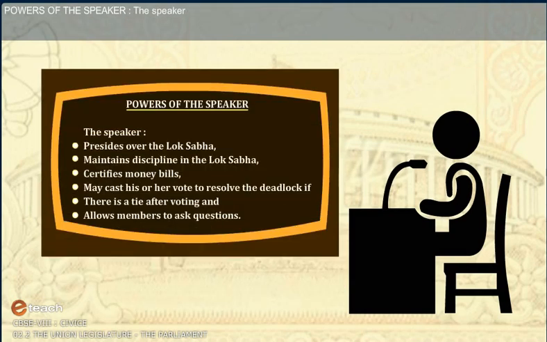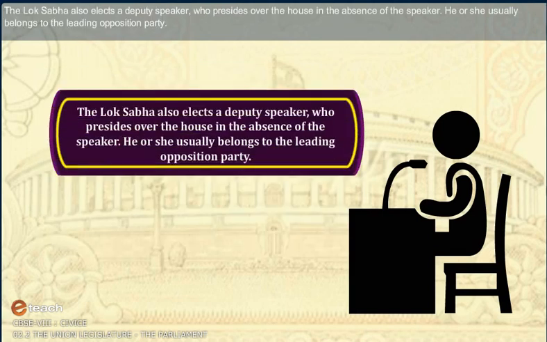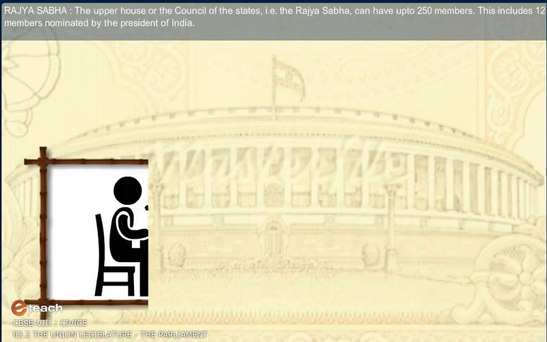Powers of the Speaker. The Speaker presides over the Lok Sabha, maintains discipline in the Lok Sabha, certifies money bills, may cast his or her vote to resolve the deadlock if there is a tie after voting, and allows members to ask questions. The Lok Sabha also elects a deputy speaker who presides over the House in the absence of the Speaker. He or she usually belongs to the leading opposition party.